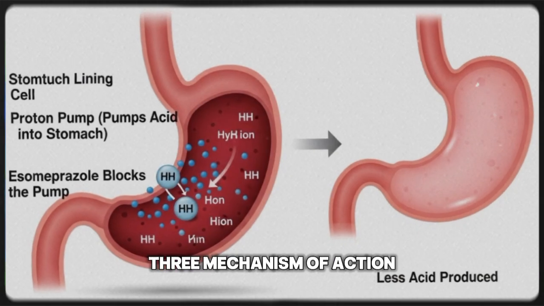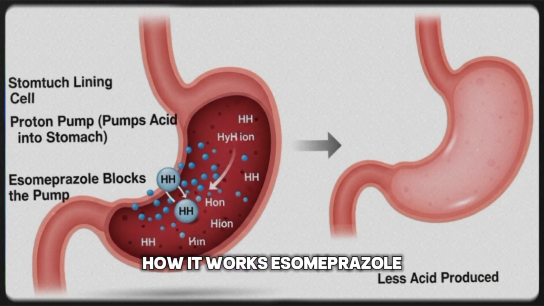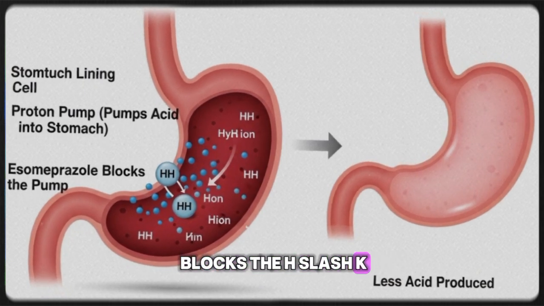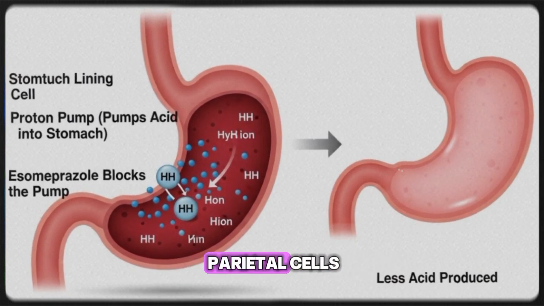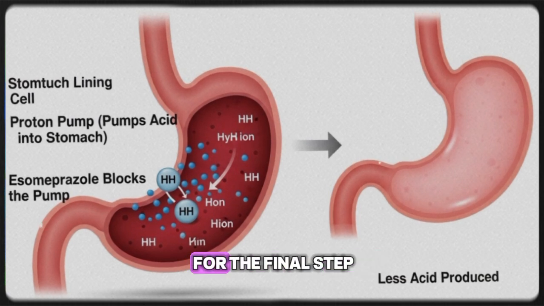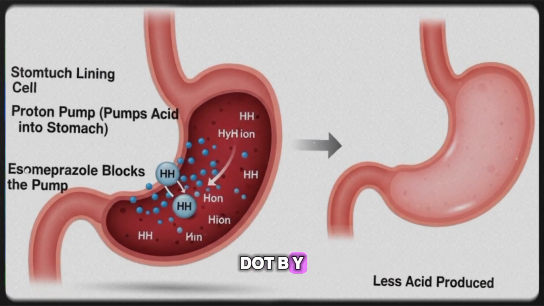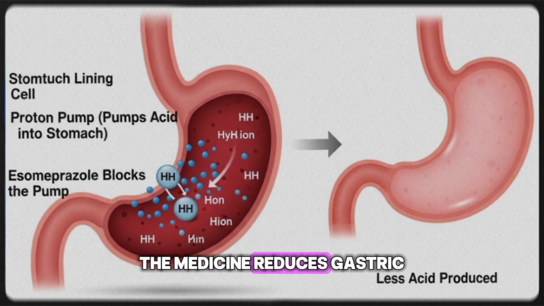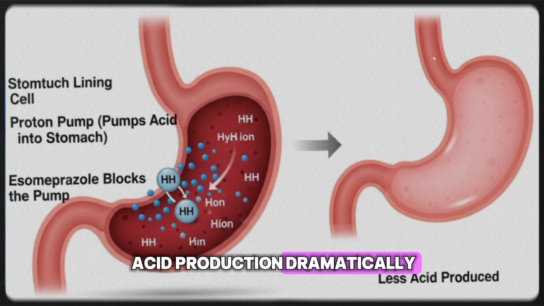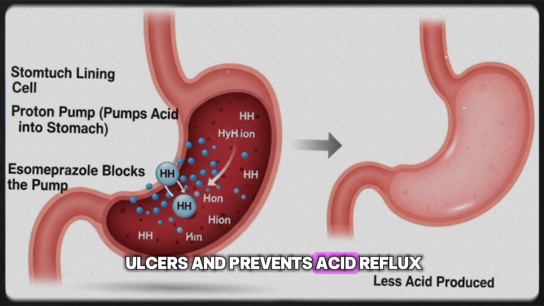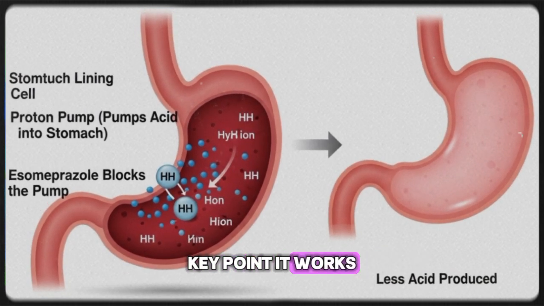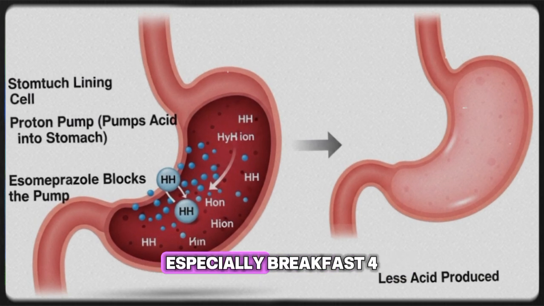3. Mechanism of action. How it works. Esomeprazole blocks the H/K-ATPase proton pump in the stomach's parietal cells. This pump is responsible for the final step of acid secretion. By blocking it irreversibly, the medicine reduces gastric acid production dramatically. This helps in healing ulcers and prevents acid reflux. Key point: it works best when taken before meals, especially breakfast.